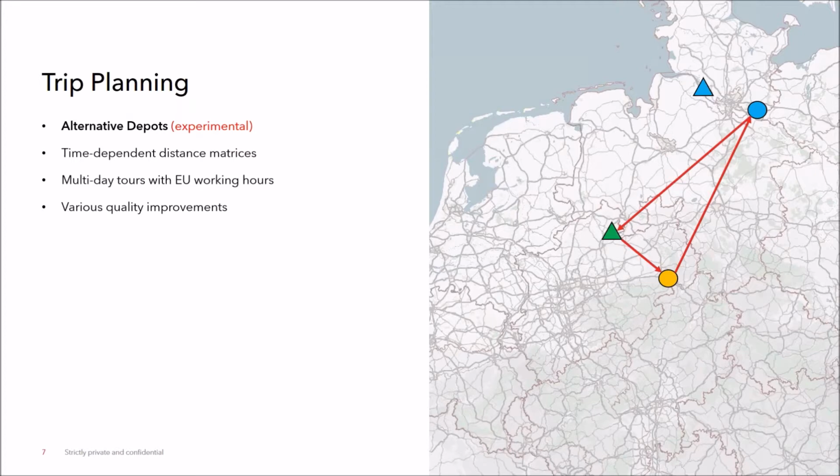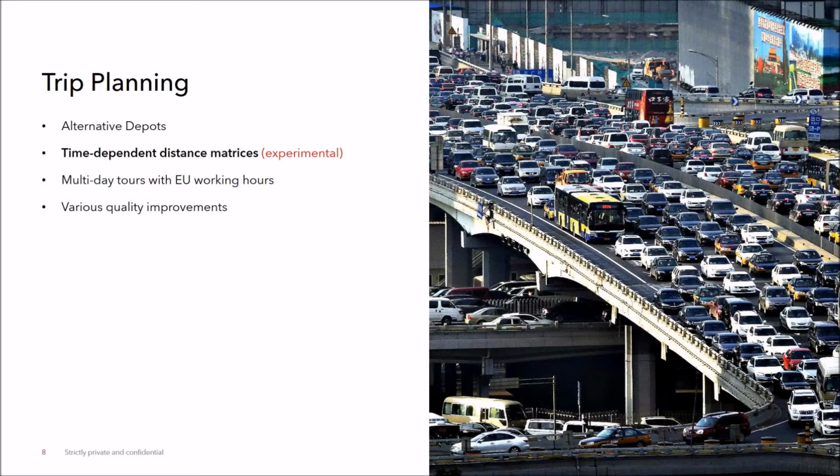So the next thing is a very big topic. We have been working quite a while on that right now. It's time-dependent distance matrices. At the moment, it's also experimental. I would just like to show what we did. The use case behind that is that you try to avoid something like that. If you have deliveries to make in urban areas, you want to avoid rush hours, because that takes time.